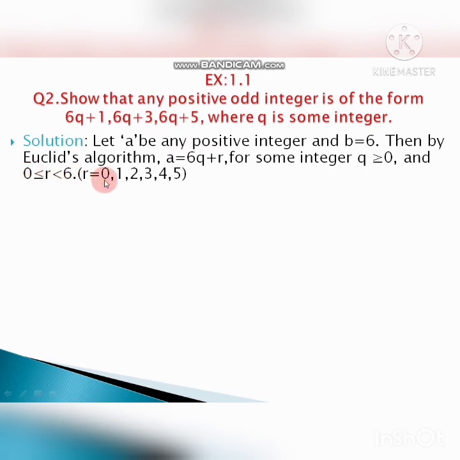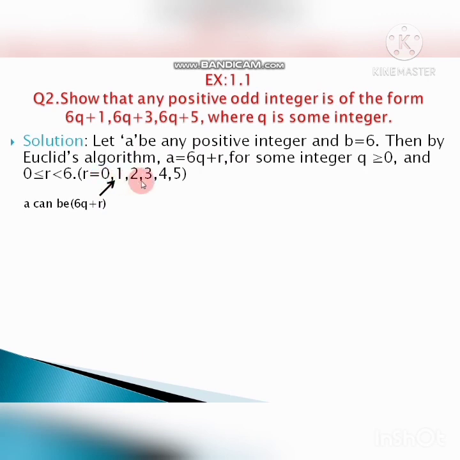So what are the cases for r? If it is less than 6, the possible cases are 0, 1, 2, 3, 4 and 5. These are the possible cases for the remainder. Then a can be, as we have taken a to be any positive integer, of the form 6q plus r.